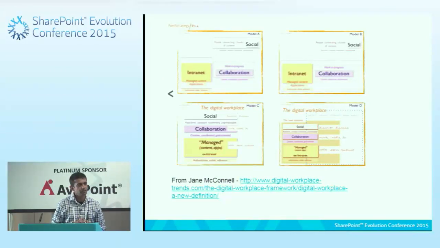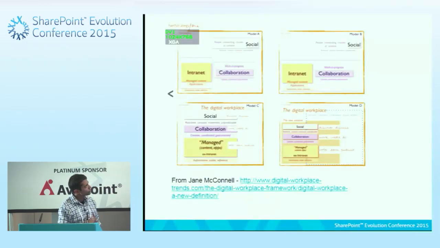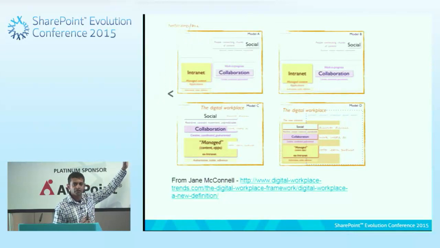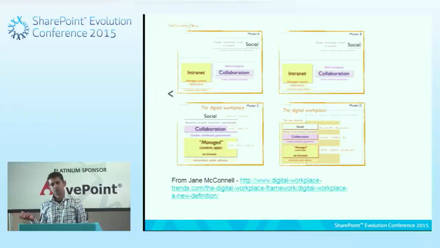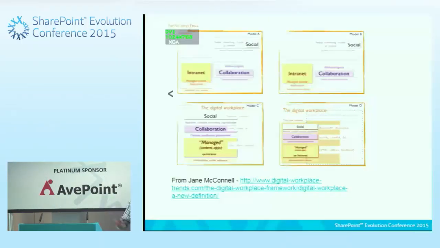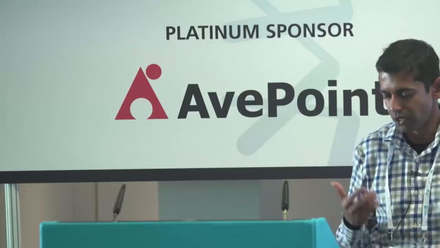There's a lady called Jane McConnell. I don't know if you've heard of her or read her blog. She's a consultant. I think she's based out of France, but she works all over Europe. And she talks about these 4 different models. You have the model A, which is a very basic area, and this all depends also on the maturity level of your organization, right? Sometimes we try to end up here with everything, but we're not ready yet.